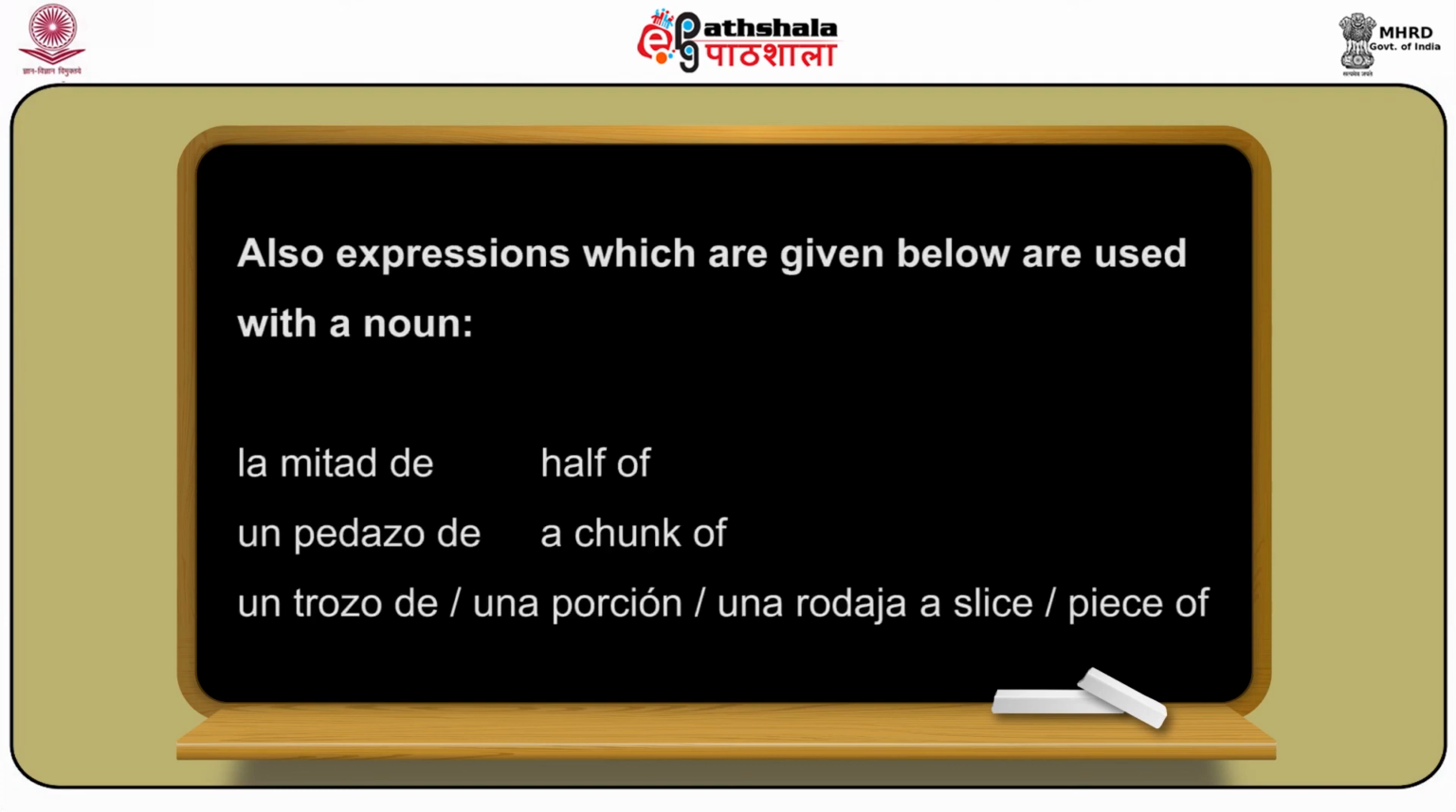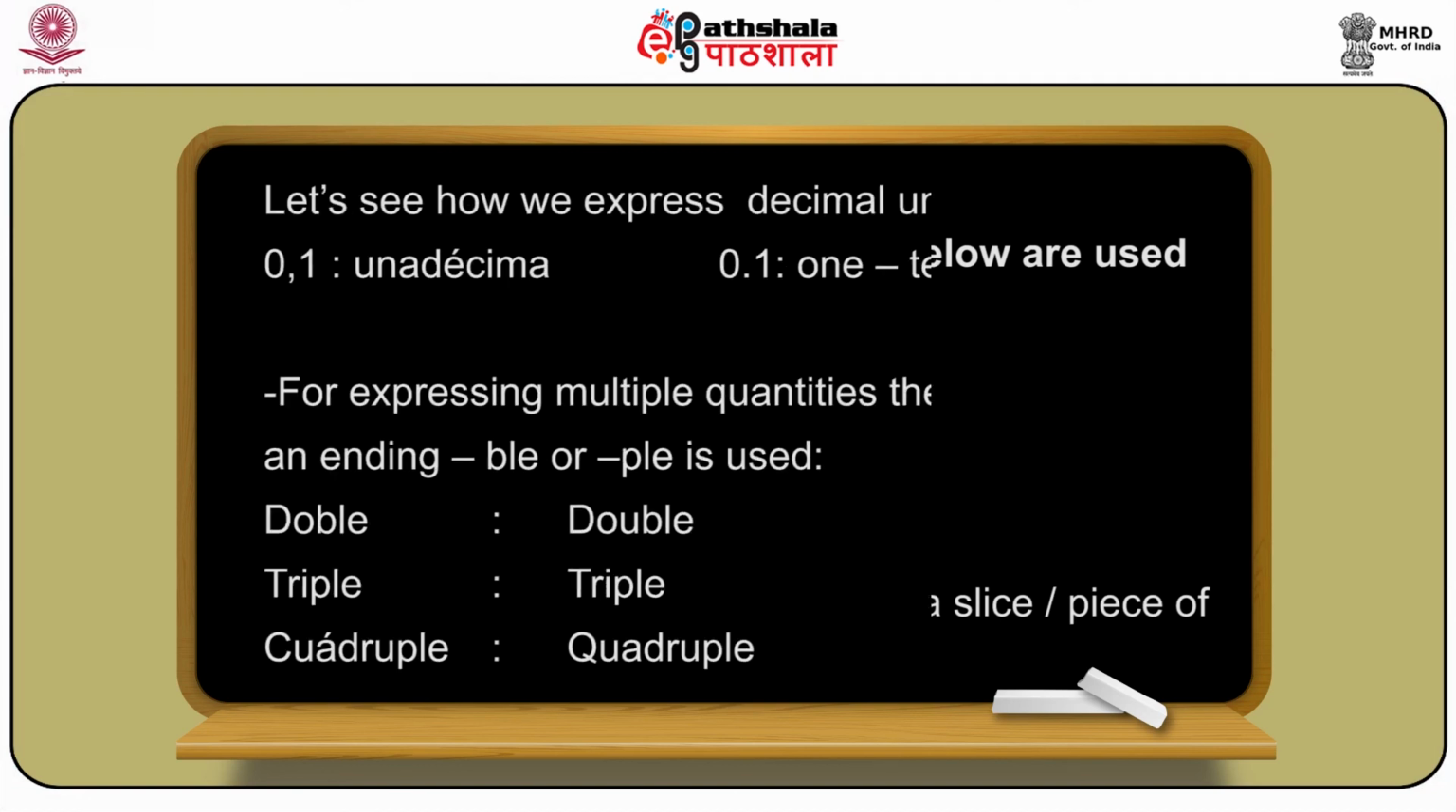Also expressions which are given below are used with a noun. For example, half of will be said as la mitad de, that is la mitad de means half of. A chunk of is said as un pedazo de. A slice of is said as un trozo de, or a slice or a piece of is said as un trozo de, or una porción de, or una rodaja de algo.